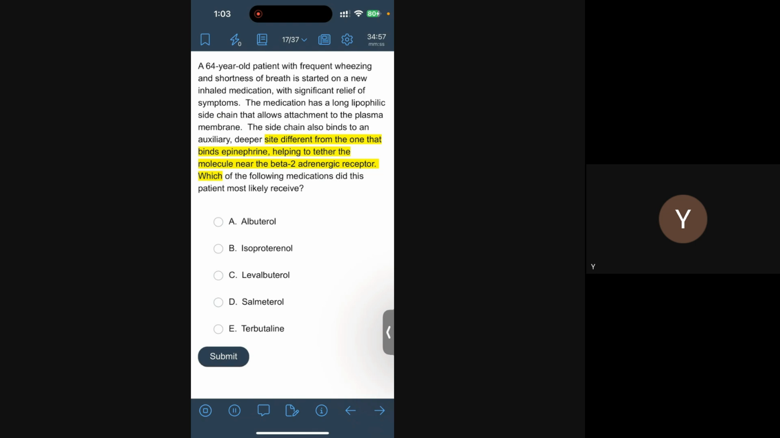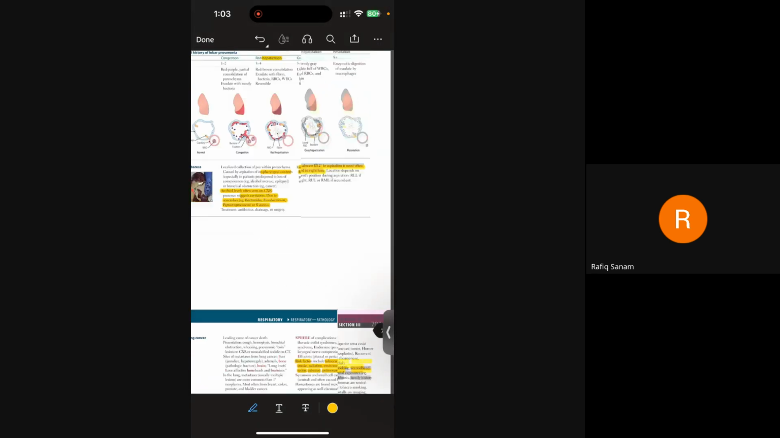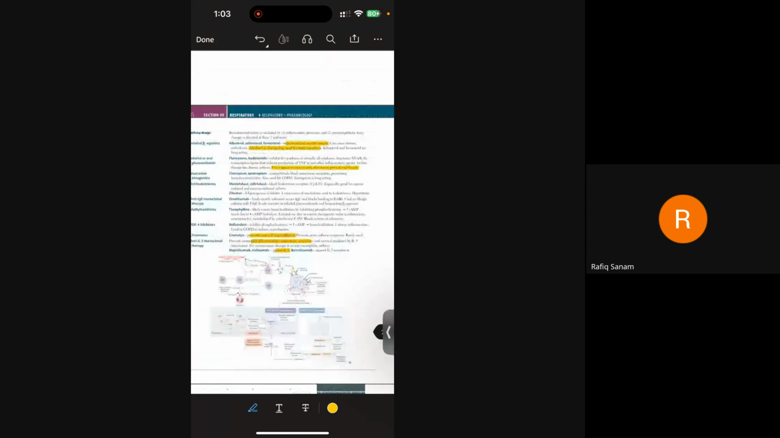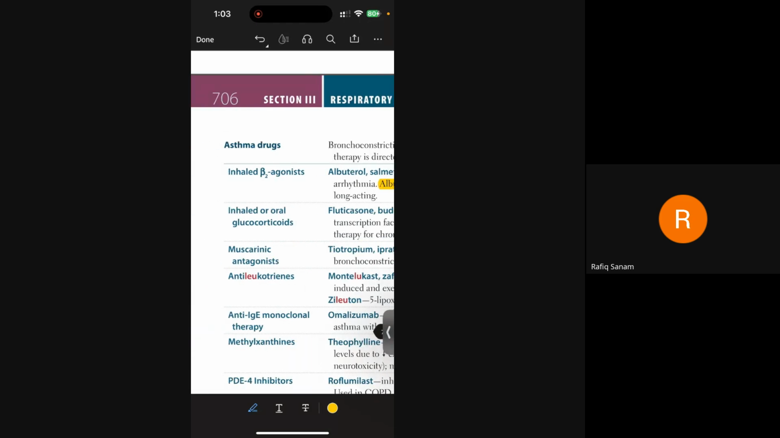Which of these drugs bind to the beta 2 receptor? Albuterol and salmeterol, and levalbuterol as well. These two do not bind to the beta 2 receptors. Albuterol, salmeterol, and formoterol. These are beta 2 agonists.